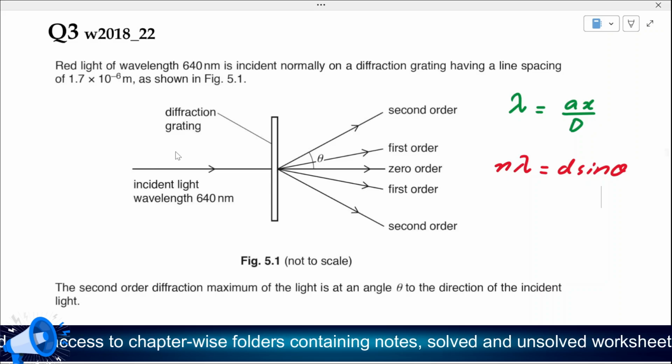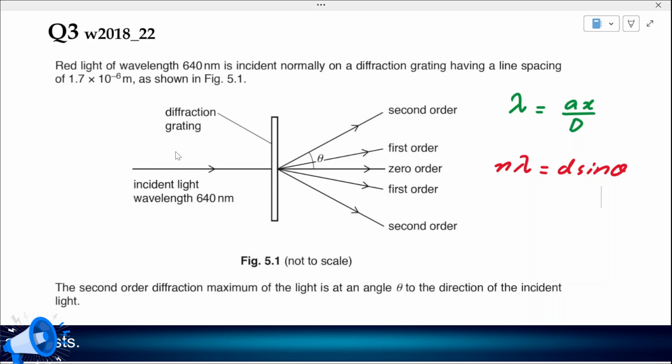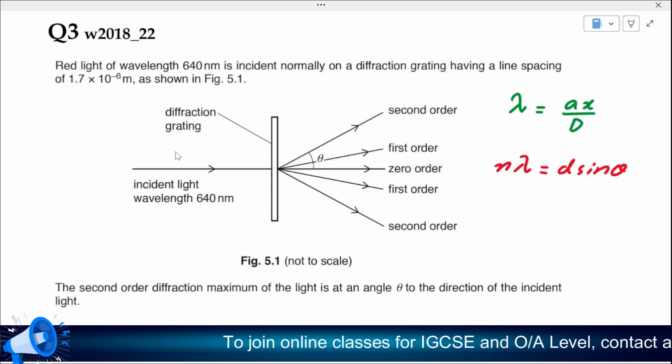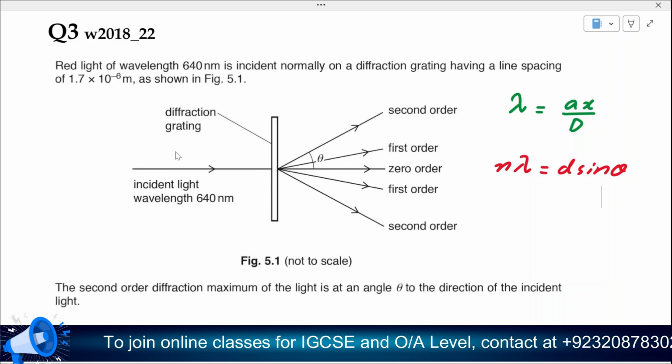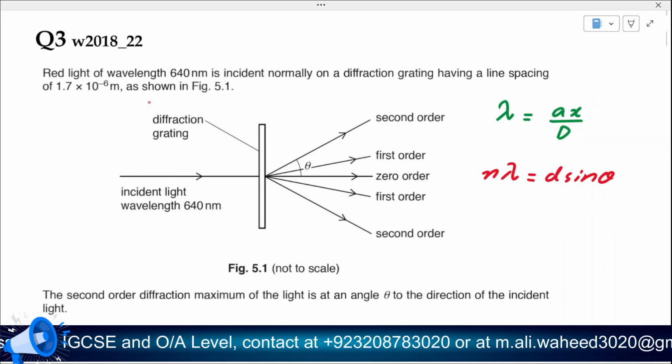And there's another important pointer here. If the path difference is an integral multiple of wavelength, then we get constructive interference. If the path difference is not an integral multiple of lambda, rather it is like 0.5 times lambda, 1.5 times lambda, 2.5 times lambda, then we would be getting destructive interference. Anyway, let's move on to this one.